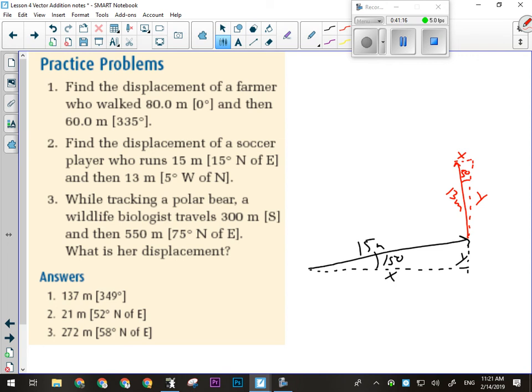That means my resultant goes from beginning to end and makes a triangle like this one, or you can draw it over here. It doesn't matter which way. I just like to draw it so it's outside of the other ones. This will be theta, this will be y, this will be x, and this will be the overall displacement. That's what your diagram should look like. Now you've got to calculate some x's and y's.